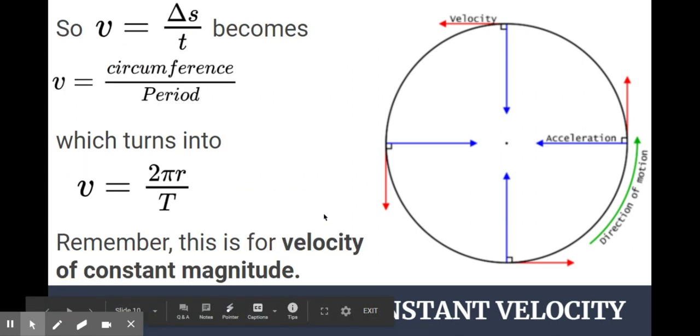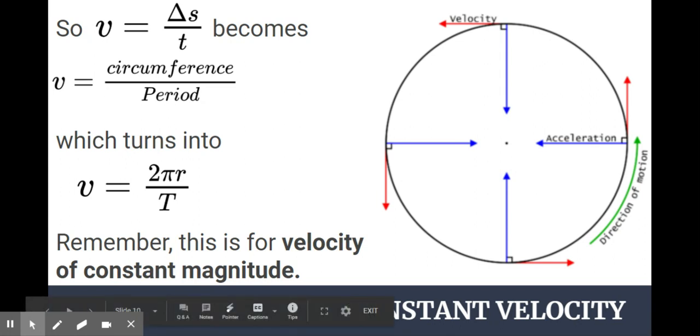Now, here's our basic equation. Instead of displacement, we're going to replace that with the distance of one revolution, which is the circumference. And we're going to replace the time with the time of one revolution, which is the period. All right, now circumference is 2 pi r, r being the radius. The period is represented by a capital T. So this equation right here, velocity equals 2 pi r divided by T, is the velocity of constant magnitude, all right? So when we're looking at uniform circular motion, we're trying to figure out the velocity.